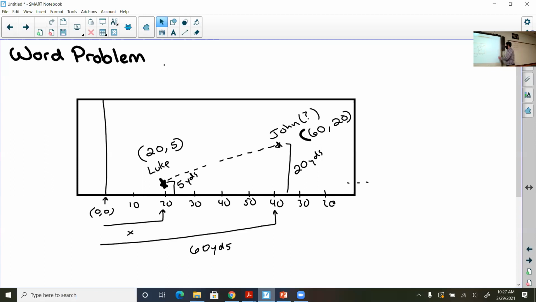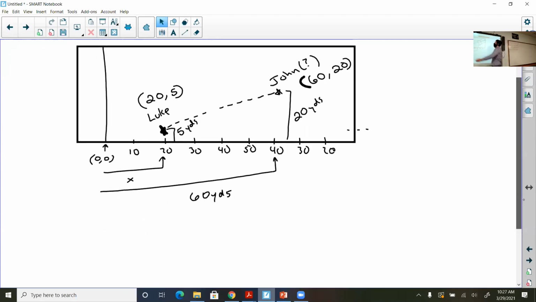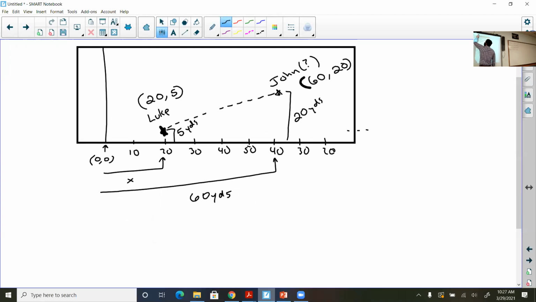Yeah, racing and calculus, football and calculus, baseball and calculus. Calculus just makes everything better.